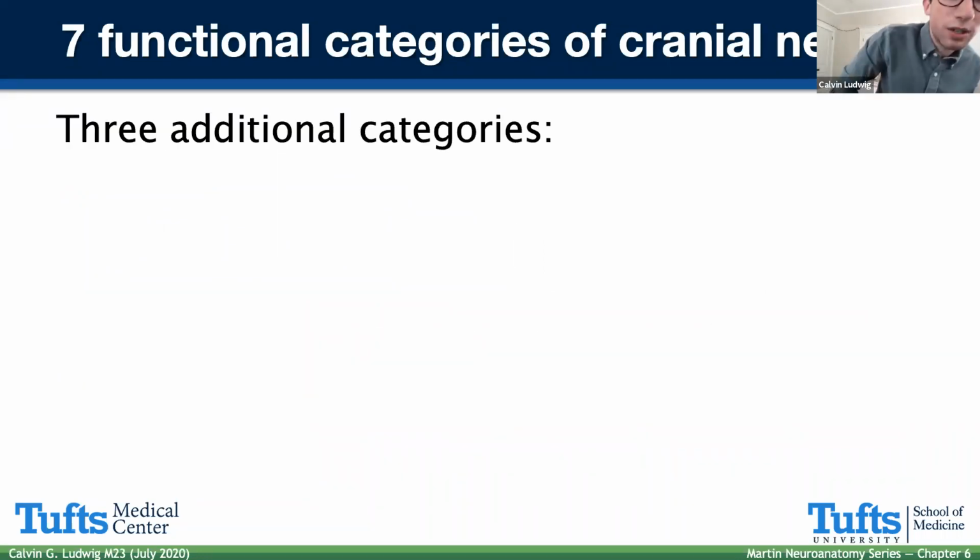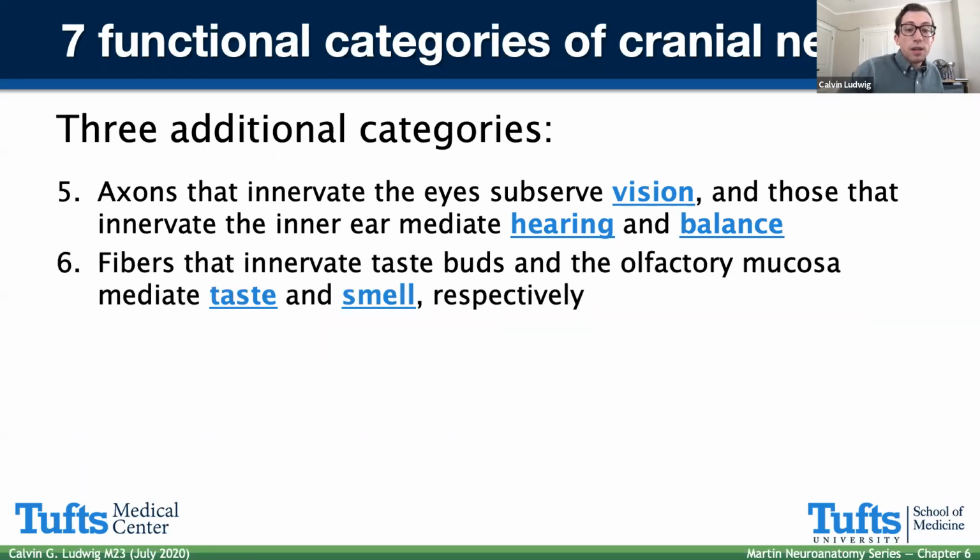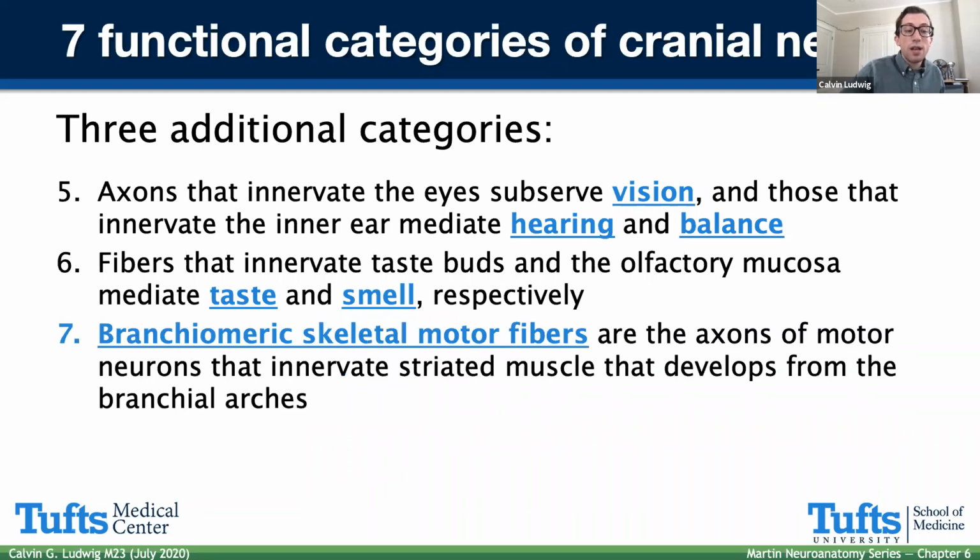Now there are 3 additional categories for the cranial nerves. First, there are axons that innervate the eyes that subserve vision. And then there are axons that innervate the inner ear that mediate hearing and balance. Next, there are fibers innervating taste buds and the olfactory mucosa mediating taste and smell. And then finally, branchiomeric skeletal motor fibers. These are the axons of motor neurons that innervate striated muscle that develop from the branchial arches.